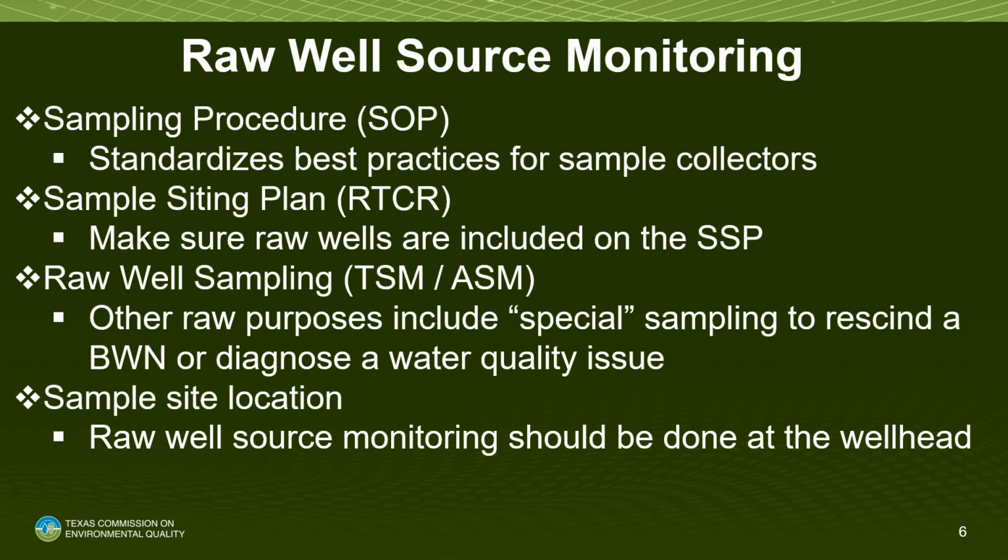But we've also got the sample siting plan. That's with RTCR. I'm sure you know all about that, but it basically lists all your sample sites and all your well sample locations. And then we get down into raw sampling, which is for the groundwater rule, it's triggered source monitoring or TSM, and then assessment source monitoring, which is ASM. The triggered source monitoring is a one-time event based on your routine distribution positive, and then the assessment source monitoring is a monthly sampling that's required usually after you get a rule exception. It's a condition of those rule exceptions.